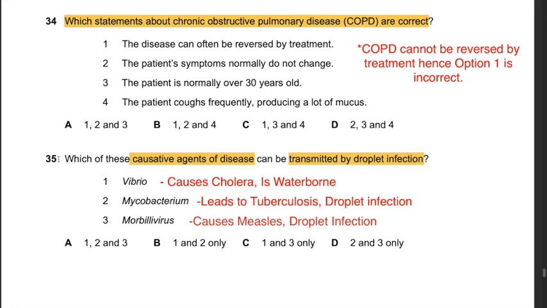COPD is a condition that cannot be reversed by treatment. Hence, option 1 is incorrect. Therefore, the answer is D, 2, 3 and 4, as all the other options contain 1.